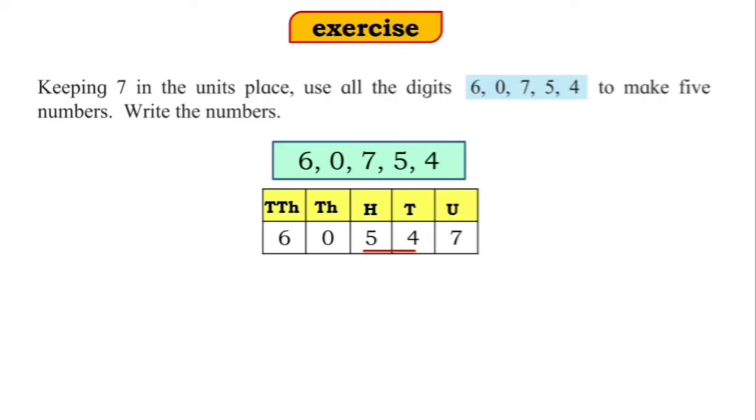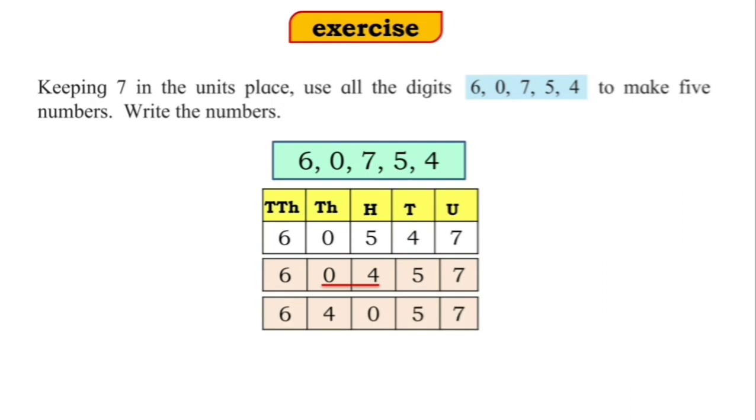Now let us form next number. So to form next number, we have to interchange this hundreds and tens place. So the next number will be 60,457, that is 60,457. Now let us interchange thousands and hundreds place. So the next number will be 64,057, that is 64,057. Now let us interchange 10,000s and thousands place.